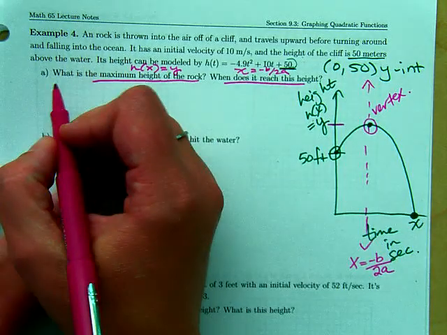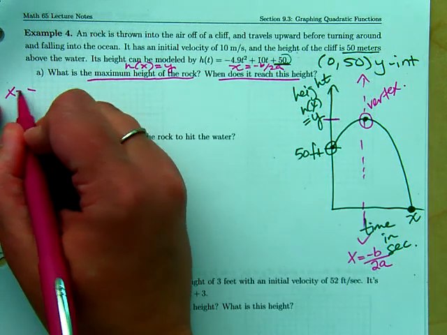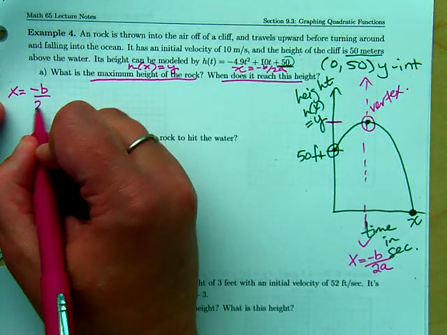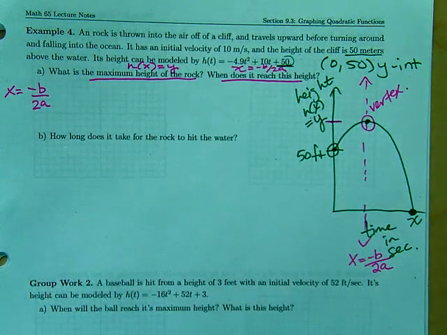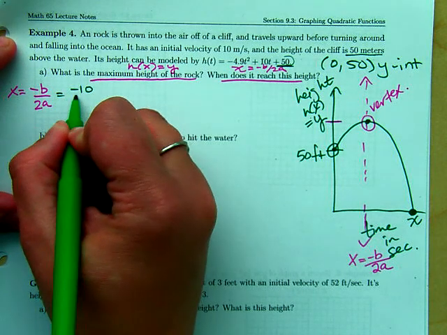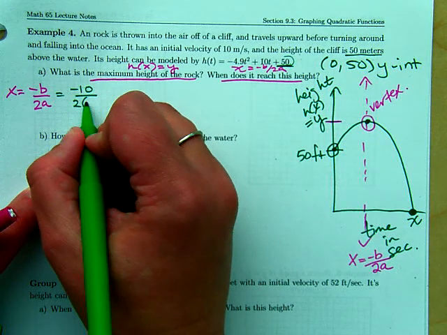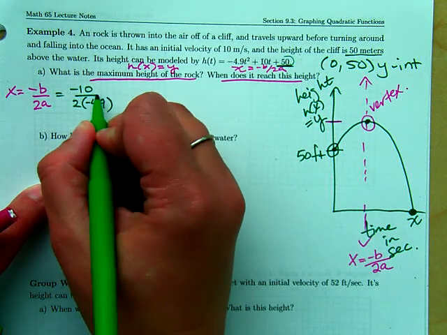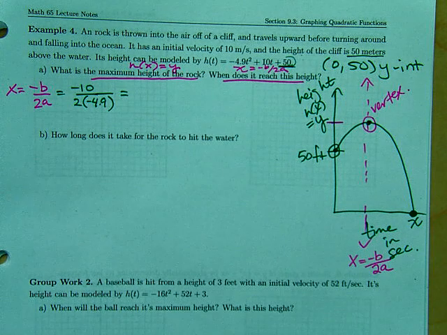So let's start with finding that axis of symmetry. X equals negative b over 2a. So what is negative b over 2a? Tell me the numbers to plug in, please. 10 is b. So negative 10 over 2 times negative 4.9. And you notice that negative divided by a negative is a positive, okay?